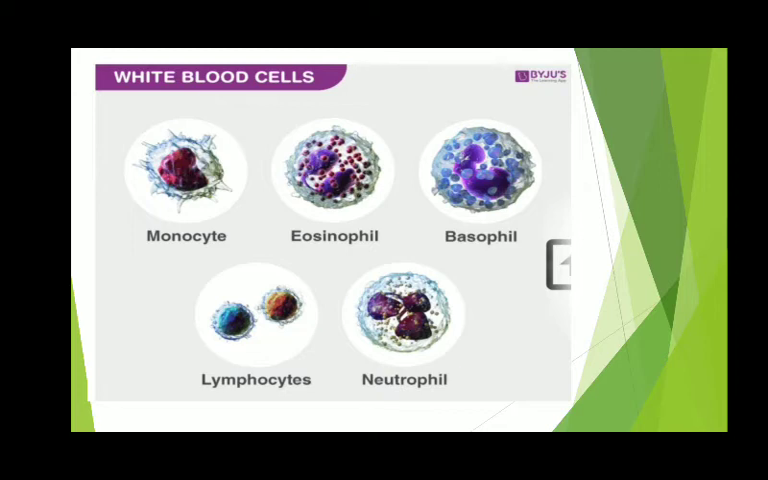These are some of the white blood cells, and remember, these white blood cells are either spherical in shape or irregular in shape. And what is their function? They help our body to fight against infection.